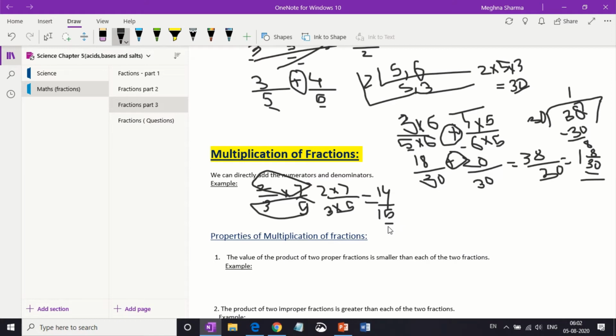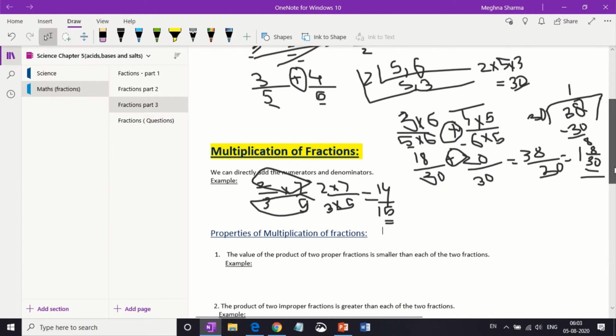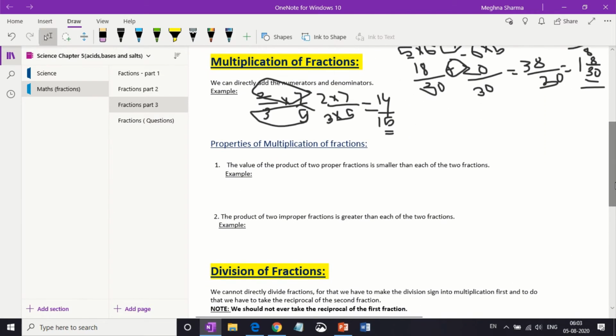That's it. Directly we can multiply the numerators and the denominators. If you get an improper fraction, you have to convert it into a mixed fraction. Now I got a proper fraction, so this is the final answer. It's very easy. Now let's check the properties of multiplication of fractions.